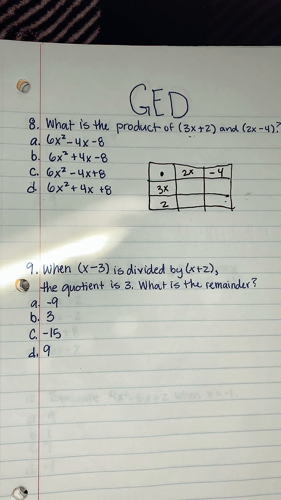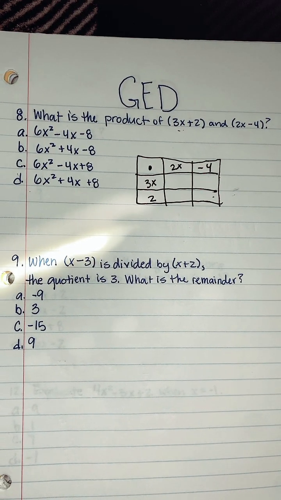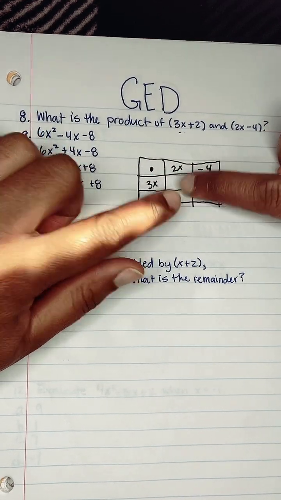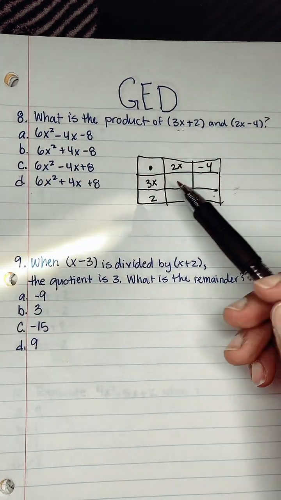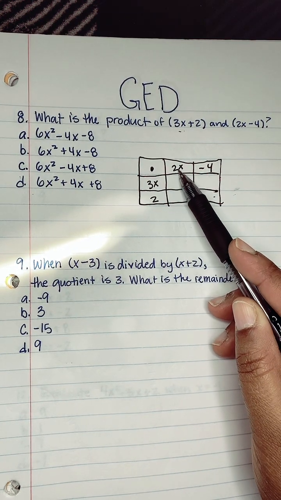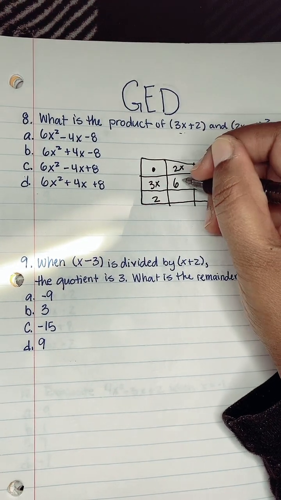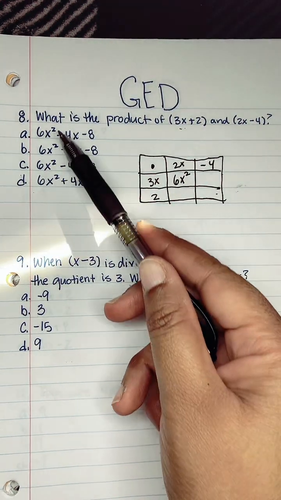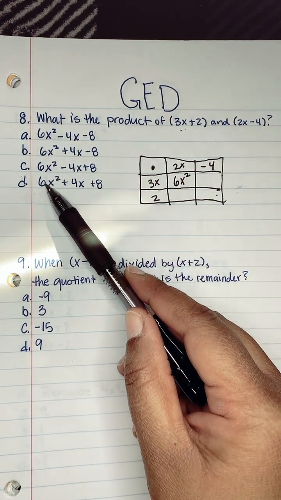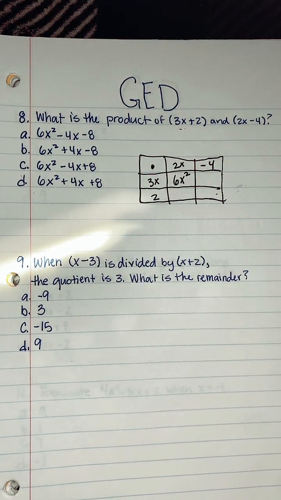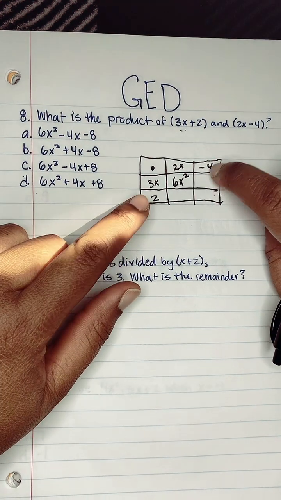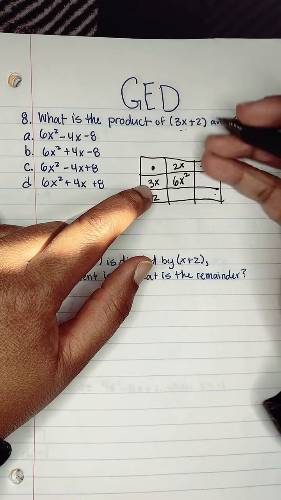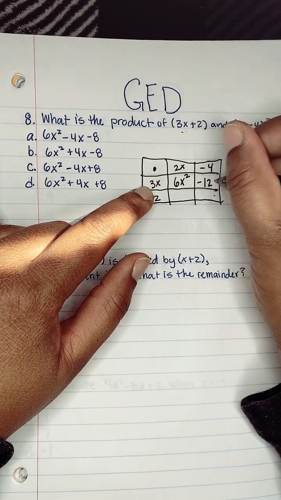Remember those old school multiplication charts that you used to have in elementary school? That's kind of what this is. So we say 3x times 2x gives us 6x squared. Okay, so I see 6x squared everywhere, so I can't eliminate anything yet. Then we have negative 4 times 3x. Well, negative 4 times 3x gives us negative 12x.